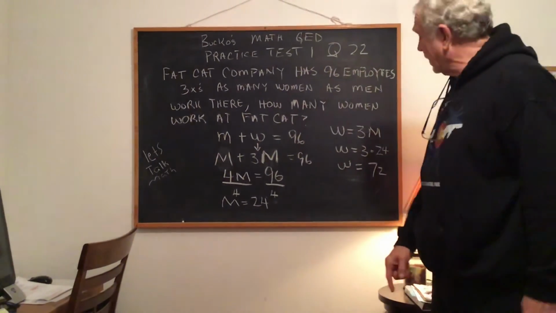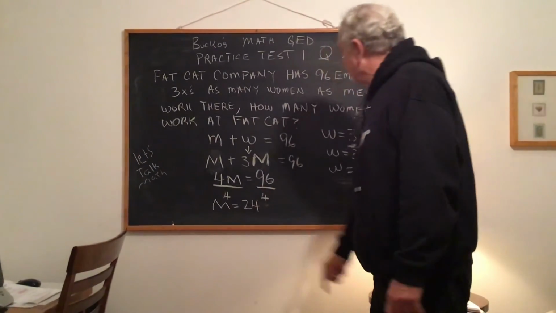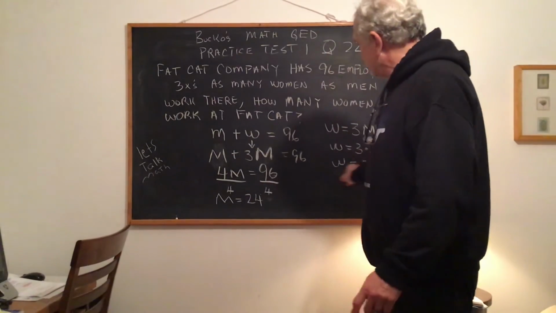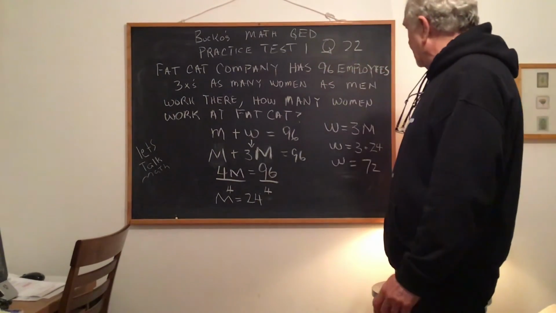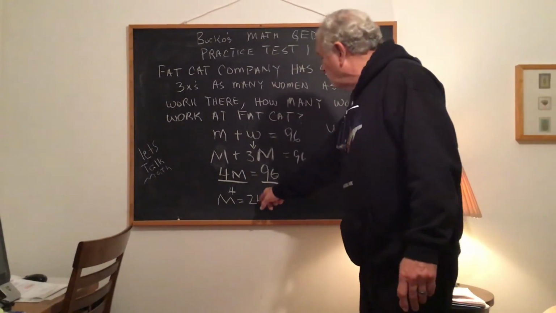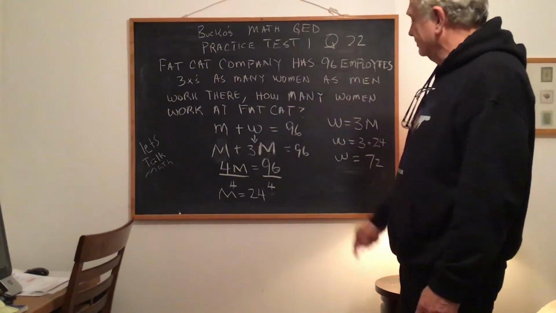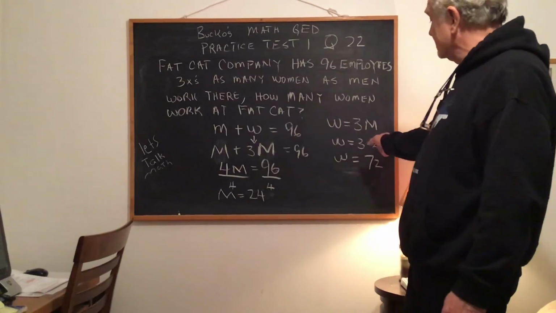And a way to prove that would be, add these 2 up, make sure you get 96. You do. 72 plus 24, you get 96. And then if you want to, you can multiply this times 3, and it better give you that. And it does. 3 times 24 is indeed 72.